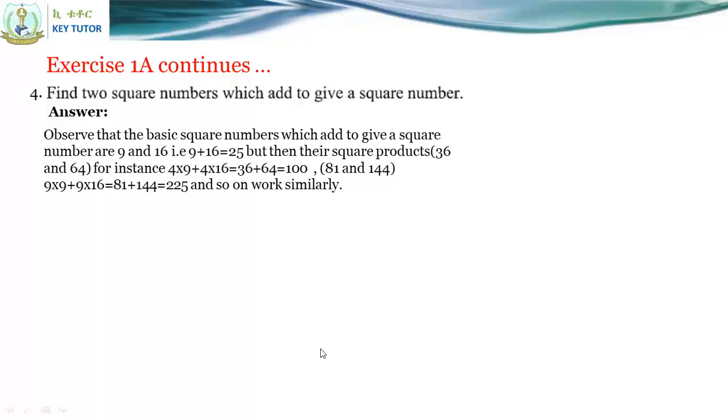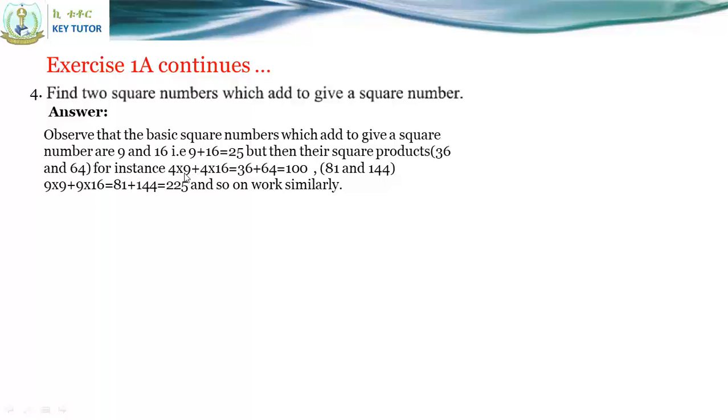Find two square numbers which add to give a square number. Maybe the obvious square numbers that give us another square number are 9 and 16, because 9 is a square number and 16 is a square number. The sum of the two is 25. There are other square numbers that have a similar property.